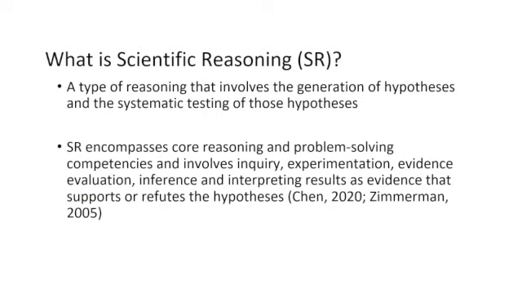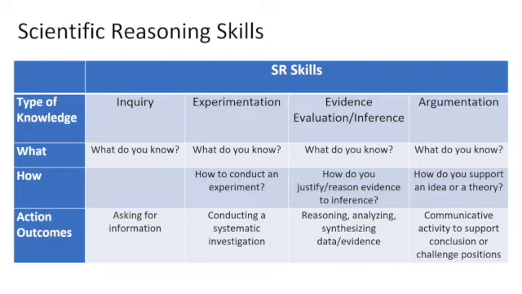There are other definitions of scientific reasoning. Some scholars define scientific reasoning as a type of reasoning that involves the generation of hypotheses and the systematic testing of those hypotheses. Others use a similar definition to the one we use in this series of modules. Scientific reasoning could be considered a type of skill that needs to be intentionally cultivated. People need to intentionally practice those skills to become a scientific thinker.